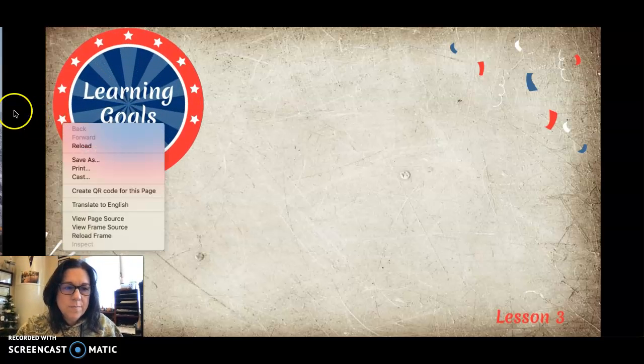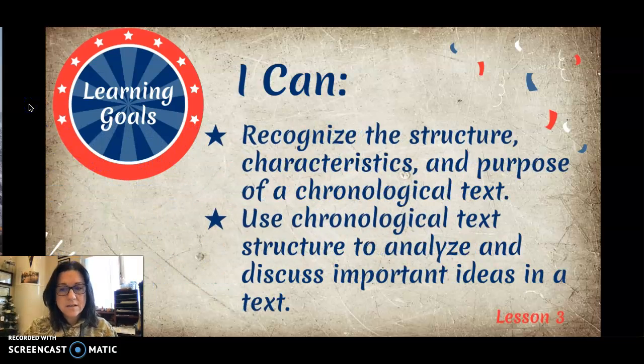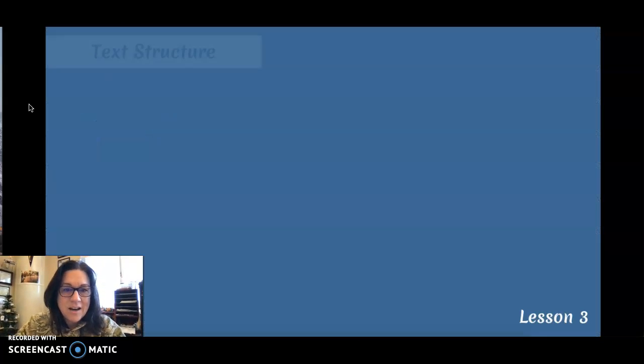So our learning goals today are: I can recognize the structure, characteristics, and purpose of a chronological text, and I can use chronological text structure to analyze and discuss important ideas in a text. Chronological, big word, it means in order. So when it comes to years, it would mean like 1980, 1985, 1990, 1995 in order. Okay, so let's get started.